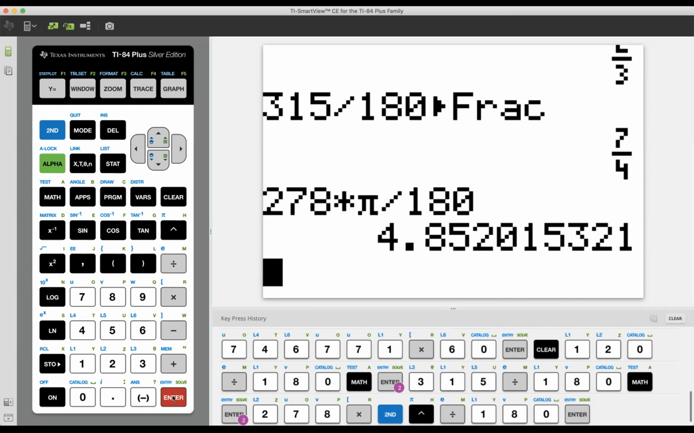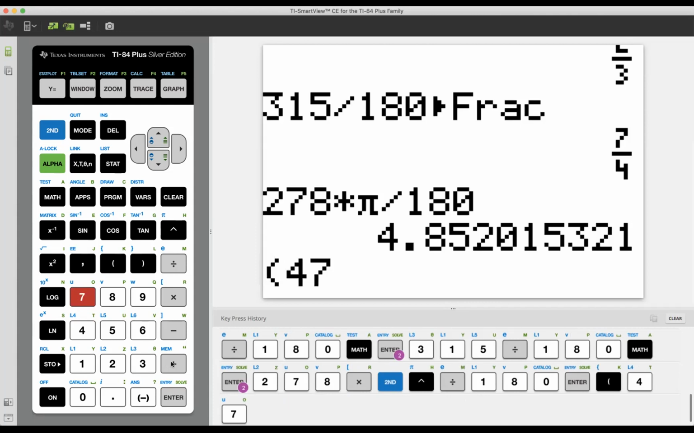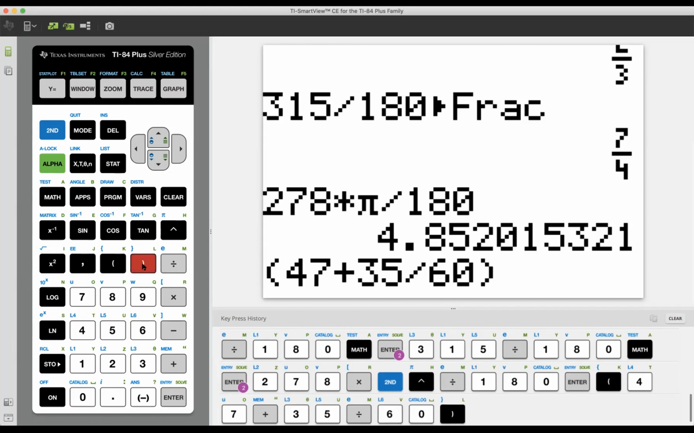The other one, I'll just stay on the calculator and tell you the problem that's next: 47 degrees, 35 minutes. If you have an angle that has some minutes involved, you can tackle that with your calculator by doing this. I'm going to start with a parenthesis, and the way I'm going to type in this angle is 47 plus 35 divided by 60, which we did back in chapter 5. Then close the parenthesis. That is the same as 47 degrees, 35 minutes. Now I'm going to do times pi over 180.